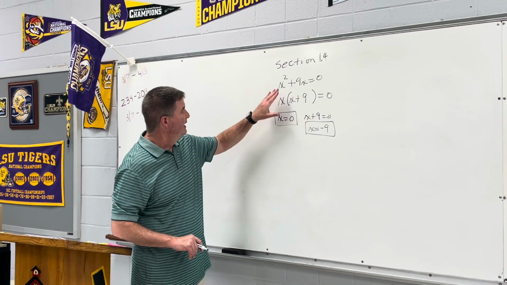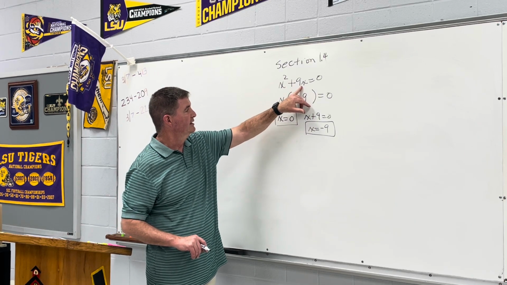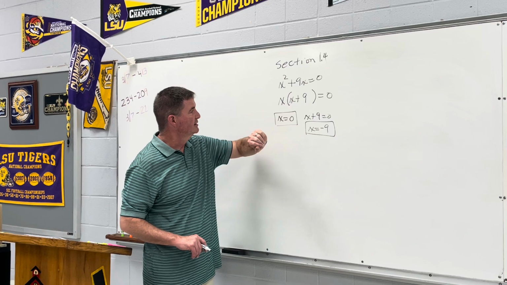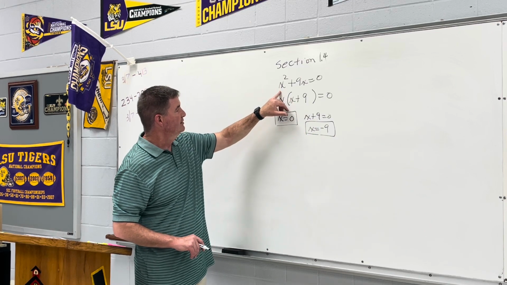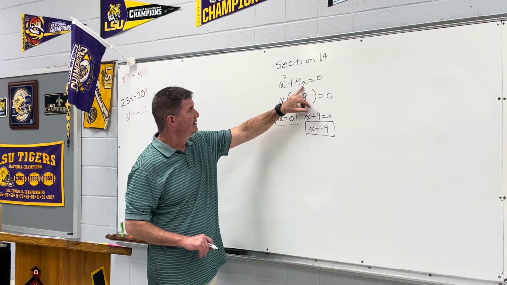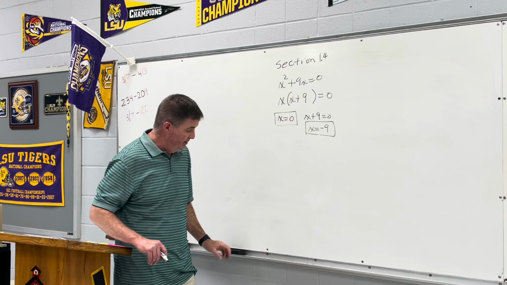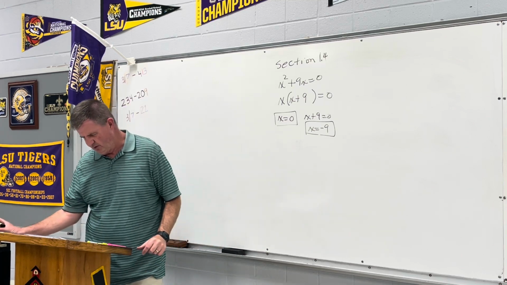If you would like to go back in and check, you can. 0 squared is 0, plus 9 times 0 is 0, 0 equals 0. -9 squared is 81, plus 9 times -9 is -81. 81 minus 81 gives me 0. You may check if you want, but you are not required to.